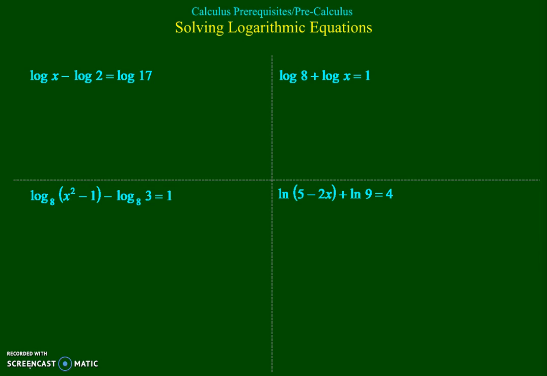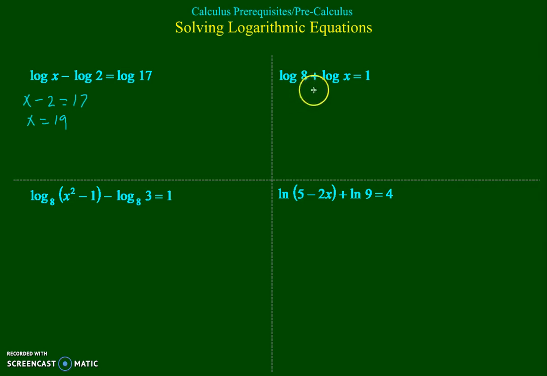Now, a logarithmic function is very similar to an exponential function in that they're both one-to-one functions. So we can use the one-to-one property of logarithms to eliminate all the logs here because we have a log for each one of the terms. So that's one way to solve it. So x minus 2 equals 17, x equals 19.